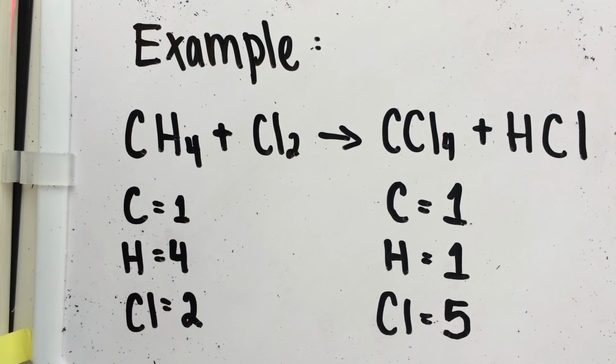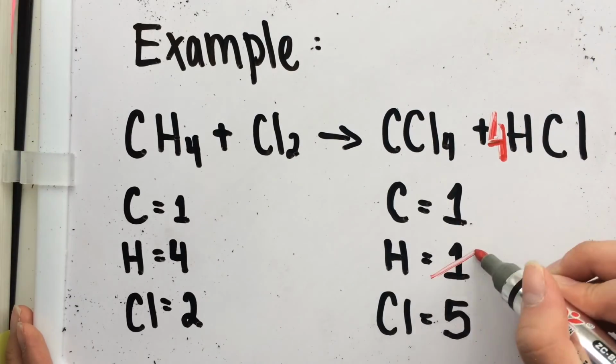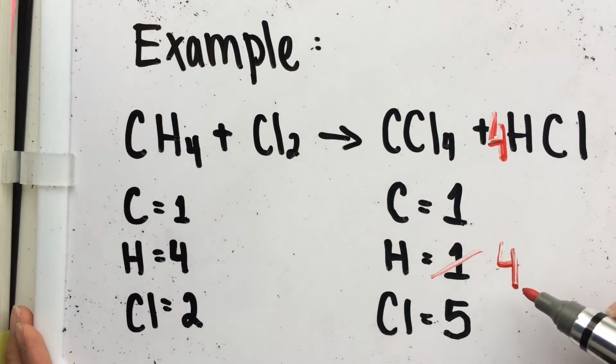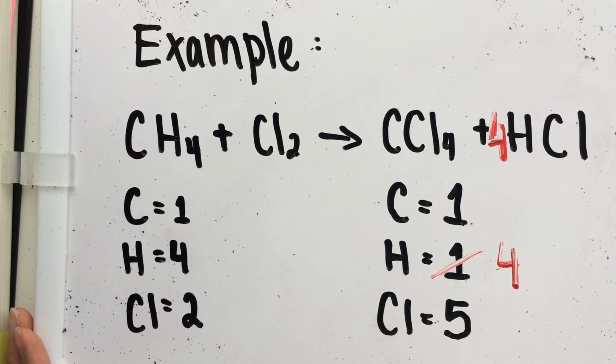Now, because we have 1 carbon atom on the reactant side and 1 carbon on the product side, carbon is already balanced. Our next step would be to balance the hydrogen atoms. In order to balance the number of atoms of hydrogen on the product side, we need to add a coefficient of 4 in front of HCl. Now, if we count up the amount of atoms we have on both sides, you'll see that we still have 1 carbon atom on both the reactant and product side.